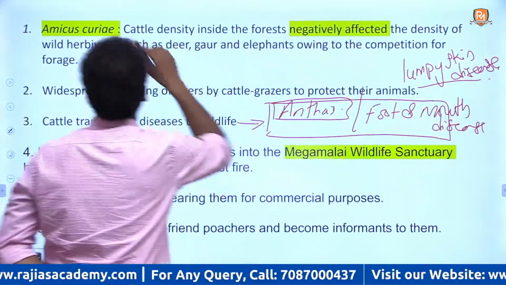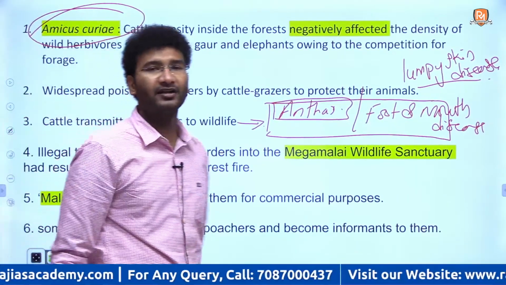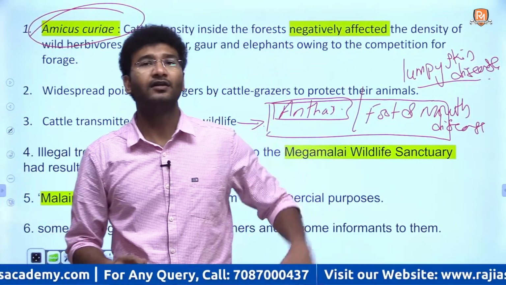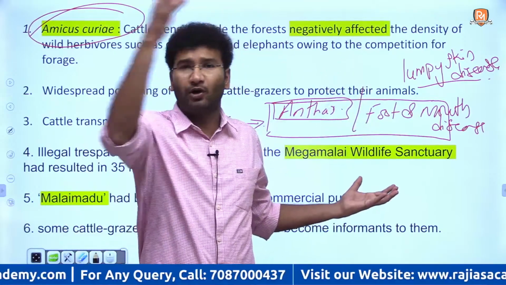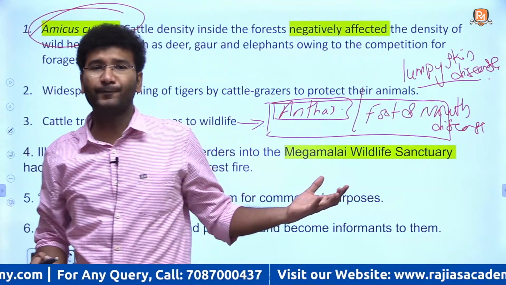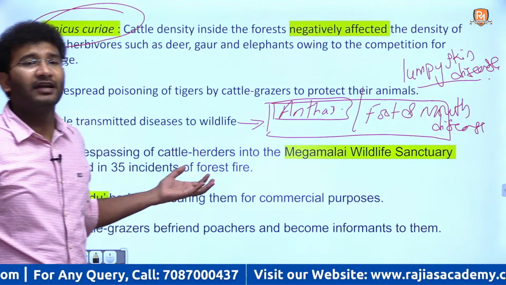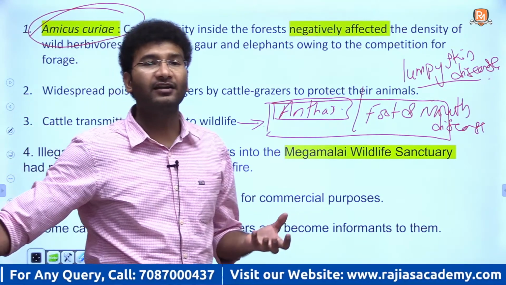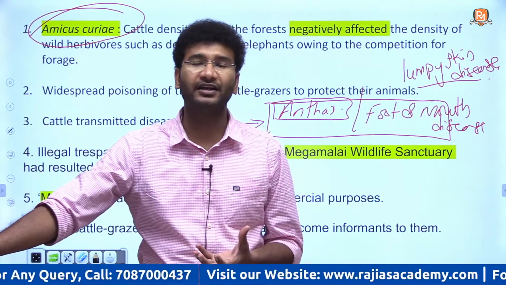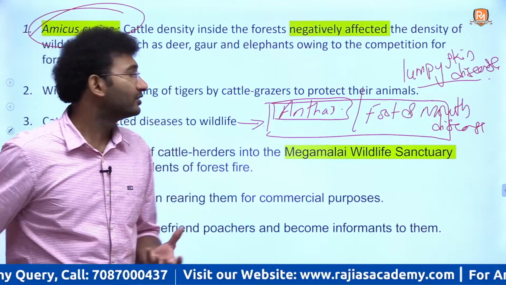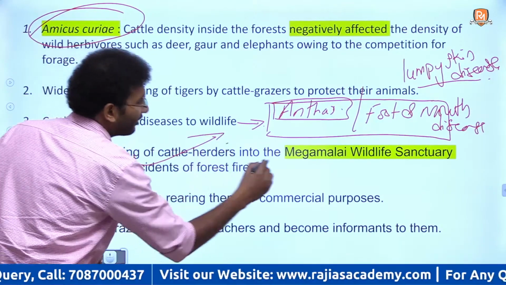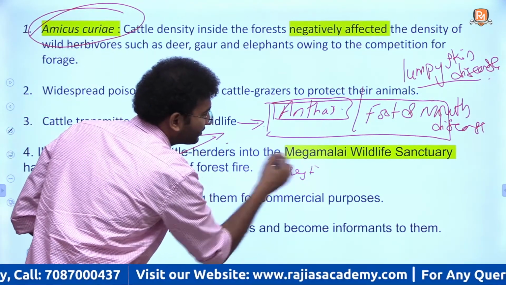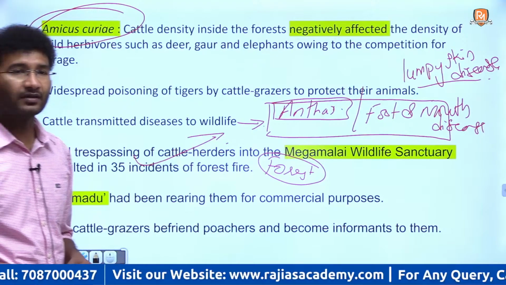So we are talking about the viewpoints from the amicus curiae the court has taken into consideration. These are all the negative points. We'll also consider the positive points of this article, right? And it is said that illegal trespassing of the cattle holders into the Megamalai Wildlife Sanctuary has resulted in forest fires. So whenever cattle are entered, that means there are also forest fires that can happen, right?